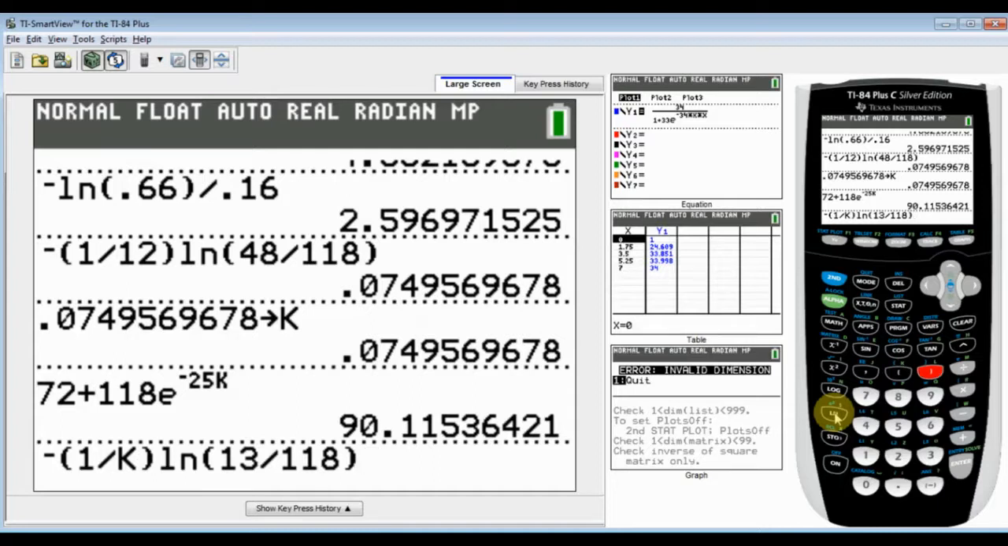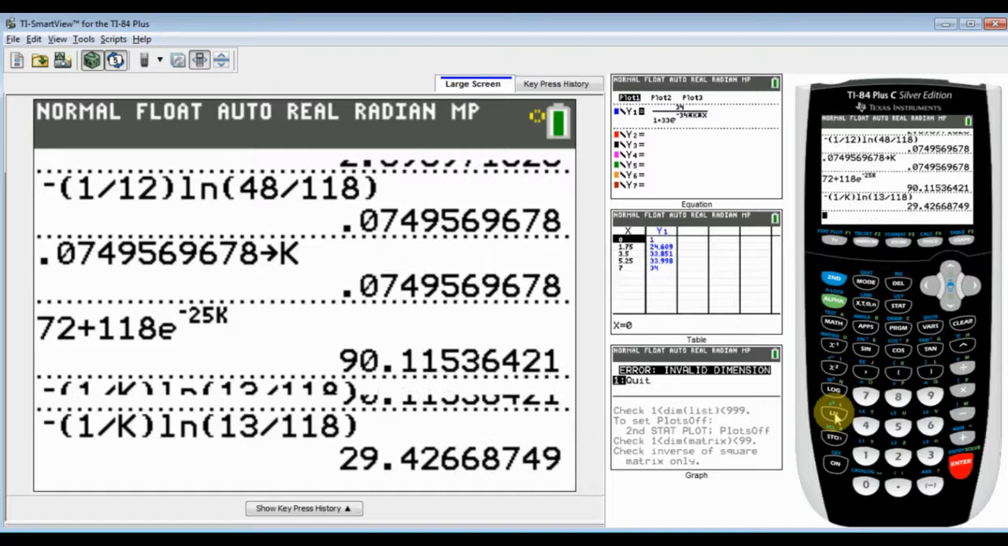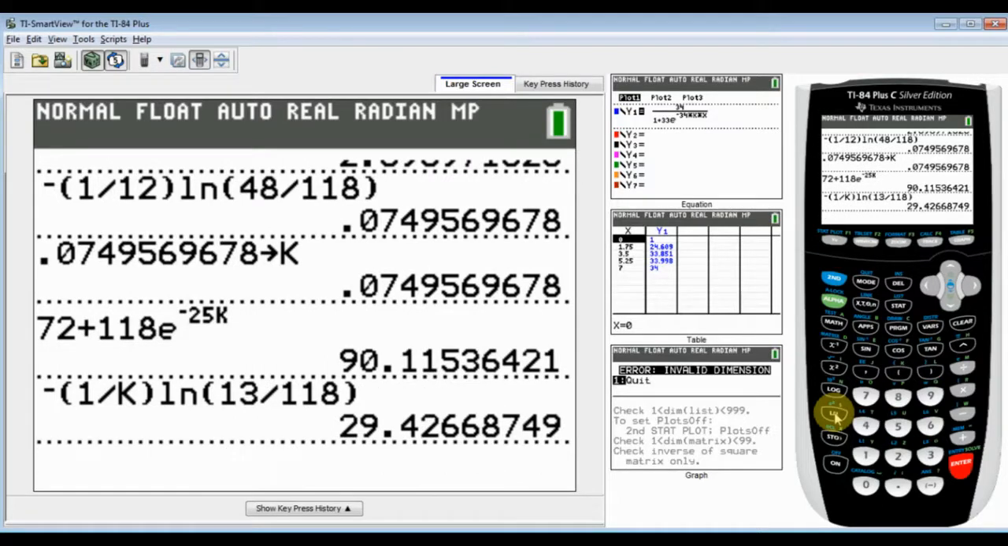Take a quick second to make sure I did put all the parentheses correct in the calculator. Yes, you did. Make sure that negative sign is not a minus sign. I think it is. 29.426.